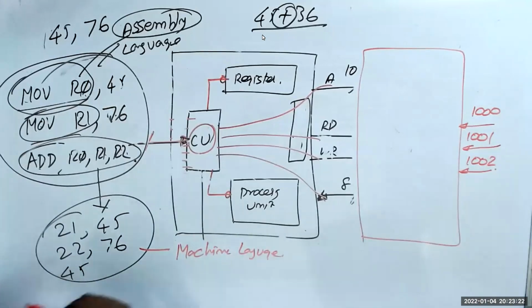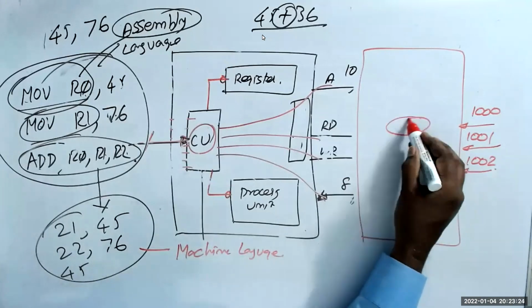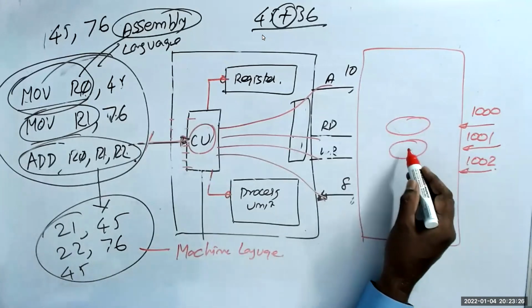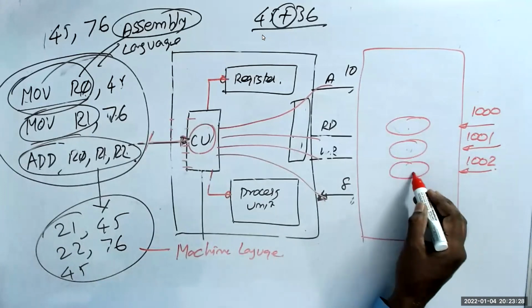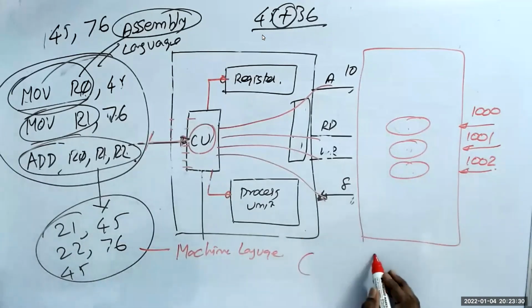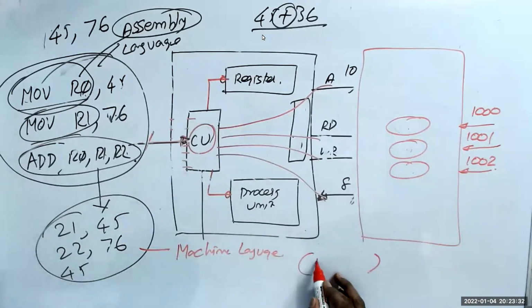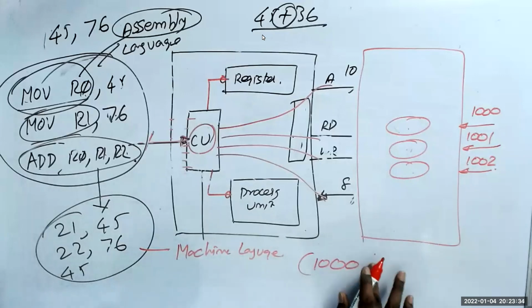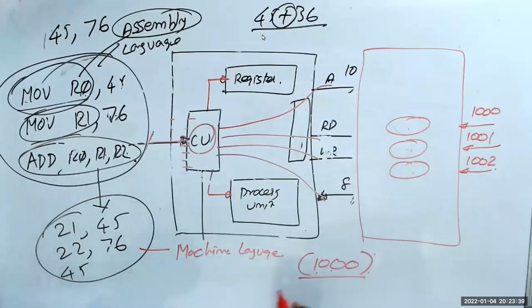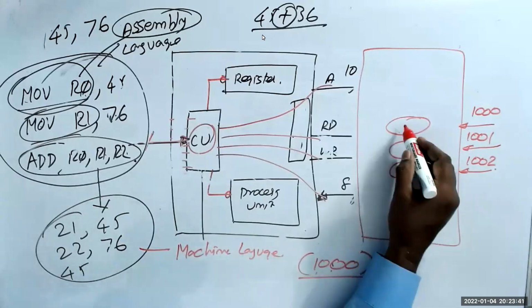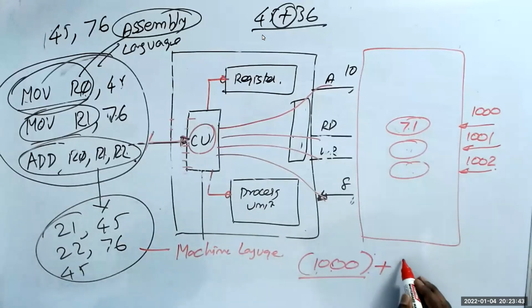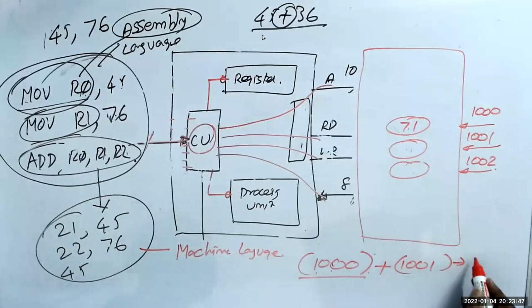I want to store the first number in 1001. In 1002, I add and put the result in 1002. That means if I put a bracket, it means value. 1000 within brackets means the value at 1000. So I'm reading from 1000, maybe 71. Then 1001. Put the result in 1002.